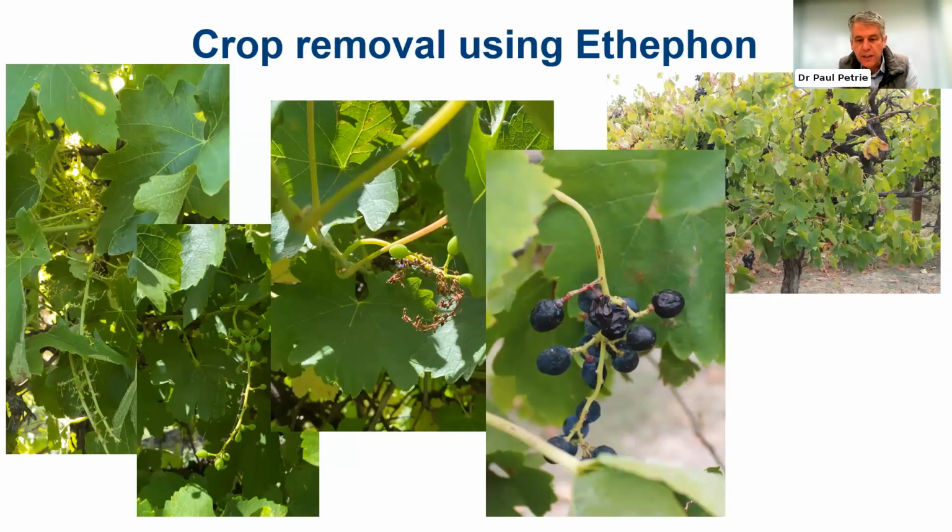We've got some pictures of the Ethephon and what it looks like. I'm not sure how clear those are on your screen, but if I bring up the cursor here, we can see where my cursor is tracing. That's effectively a rachis where all the berries have fallen off. And so it's basically just what was left after the Ethephon application.